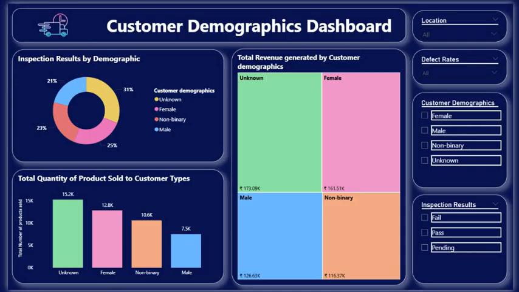Moving on to the third dashboard, what I've created is the customer demographics dashboard. It consists of a tree map of total revenue which is generated by customer demographics. Here the demographics vary in four types: unknown, female, male, and non-binary. Here is a bar chart also which shows the total quantity of products sold to customer types.